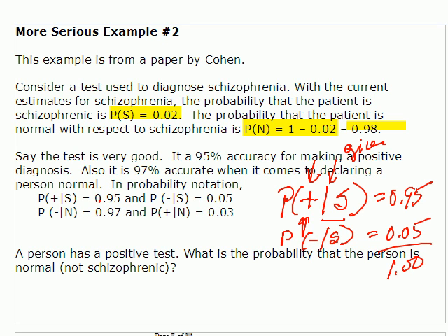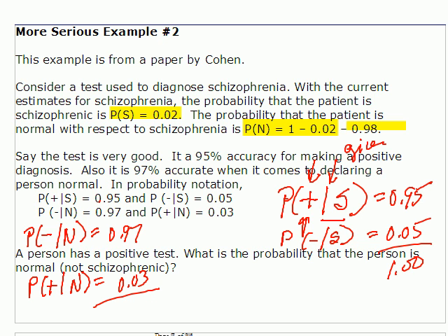Alright, let's say it's also 97% accurate when it comes to declaring a person normal. In other words, what's the probability the test will be normal, will be negative, given that the person does not have schizophrenia? That's 97%. So what's the probability it's positive in a person without schizophrenia? That would have to be 0.03. Adding those together, we get 1, which is what's required.